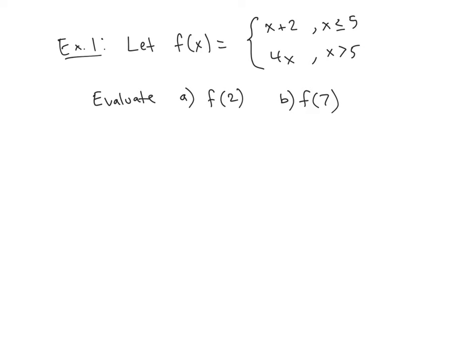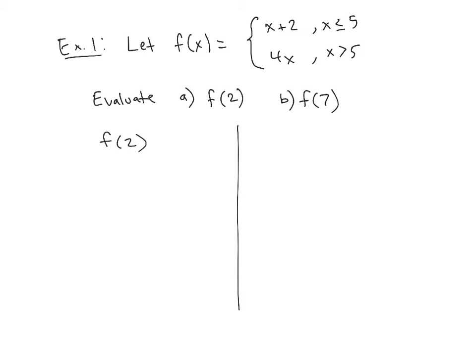All right, let's take a look at an example here. We're going to evaluate f of x when x is 2 and when x is 7 here. And so we have f of x, which is this big thing here. It's x plus 2 when x is less than or equal to 5, and 4x when x is greater than 5. And I'm going to do two evaluations here, so I'm going to kind of split my screen up. And I'm going to start by doing f of 2.